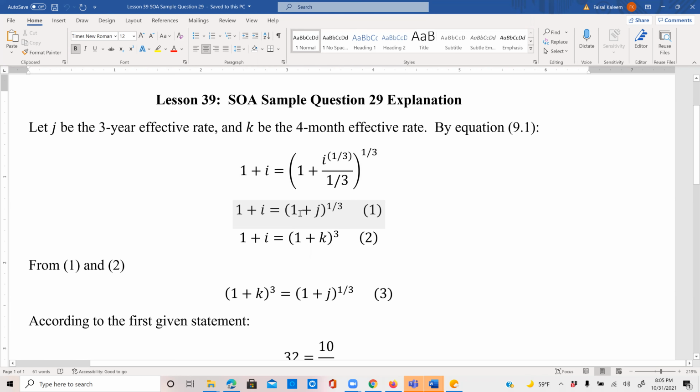Remember, they said that I is the annual effective rate, but one perpetuity is paying every 3 years, the other is paying every 4 months. So we never need I. Therefore, we just set these two equations equal to each other to eliminate I. We get (1 plus J)^(1/3) equals (1 plus K)^3.